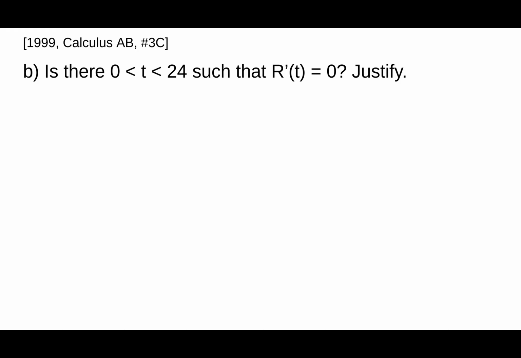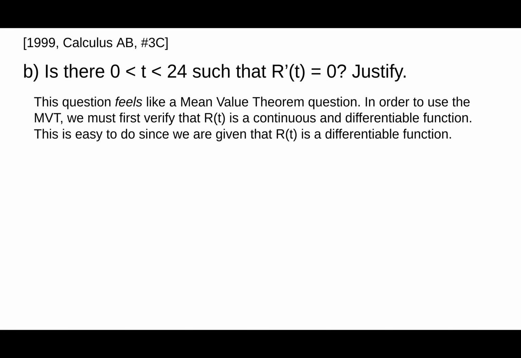In part B, we are asked if there is a value of t between 0 and 24 such that r prime of t is equal to 0, and to provide a justification. This feels like a mean value theorem question, and in order to use the mean value theorem, we first have to verify that the hypothesis or the conditions necessary for the mean value theorem are met, and that means we have to show or somehow explain that r of t is continuous and differentiable on that interval.